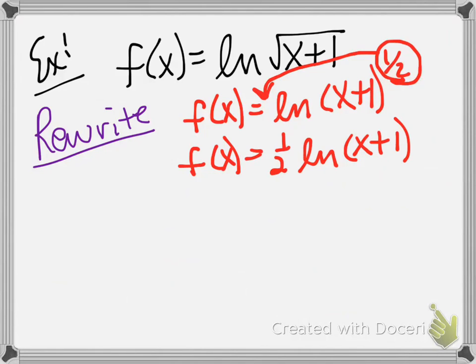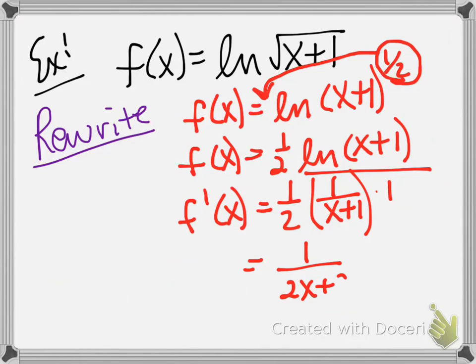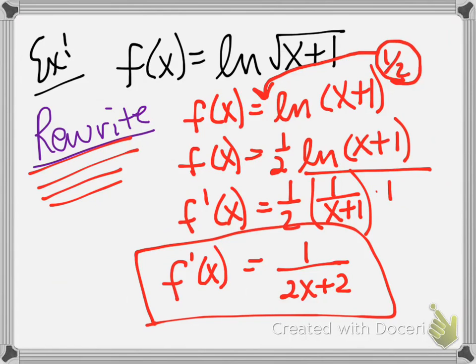So now if I want to take the derivative, f prime of x, 1/2 is just a coefficient, so we leave it there, and the derivative of ln x plus 1 is 1 over x plus 1 times the derivative of x plus 1, which would just be 1. So in the end, I'm left with 1 over 2x plus 2 for the derivative of ln of the square root of x plus 1. Rewriting it makes all the difference with logarithms. If you can rewrite it, you should.